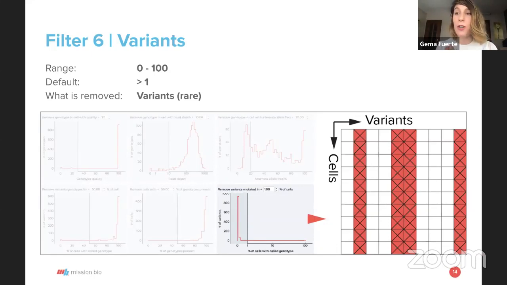I don't know if you have additional questions regarding this mutated variant filter at this point. Okay, if you don't have any questions on that, I'll show you the example I meant.